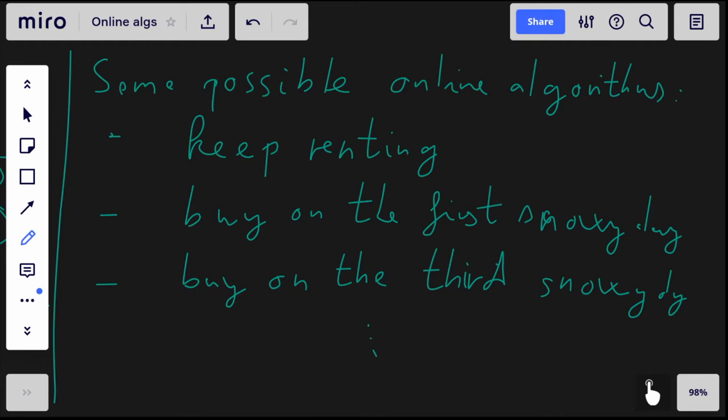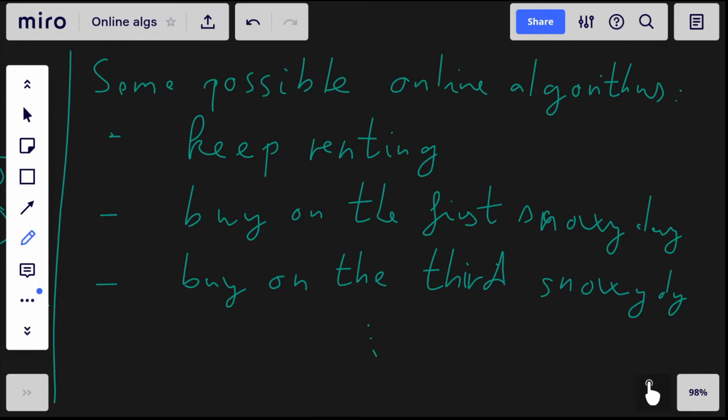So all of these guys are deterministic. They don't involve any random number or random choice. And for this week, we will just analyze this type of algorithm, called deterministic algorithms. A deterministic algorithm means it's not random. If you get the same input sequence, then you will produce the same action sequence as well.